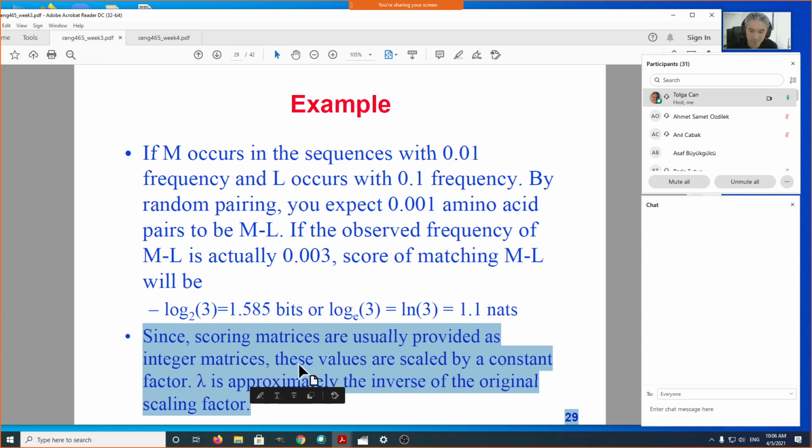So they're actually scaled by a constant factor. And lambda is approximately the inverse of the original scaling factor. So they're like multiplied by 1 over lambda. If lambda is a number less than 1, for example, if lambda is 0.1, it means that all the original log likelihood values are multiplied by 10. Okay, if they're all multiplied by 10, in that case lambda is going to be 0.1, 1 over 10. So this is how they defined lambda.